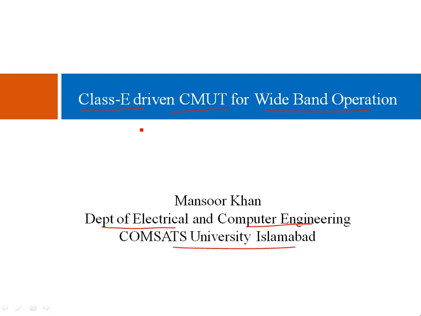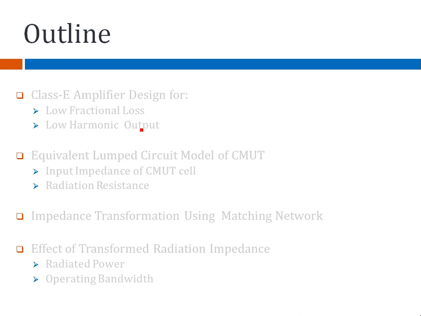Now, I'll talk about first how a Class E amplifier can be designed for an arbitrary, let's say, resistive load for low fractional loss, because the load happens to be an important design parameter of any general amplifier. For example, how much voltage swing is required, what is the output power, or how much harmonic distortion requirements are there. These have to be met in any general amplifier design. So I'll talk about how this can be designed to produce a low fractional loss.